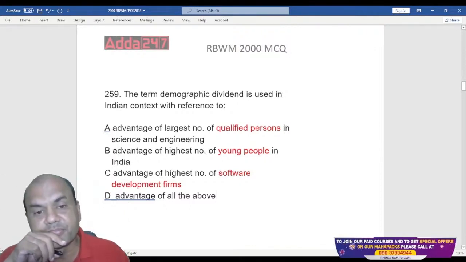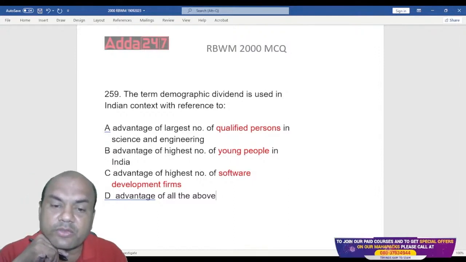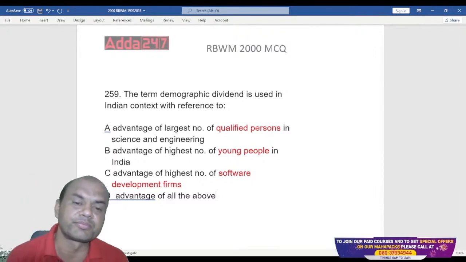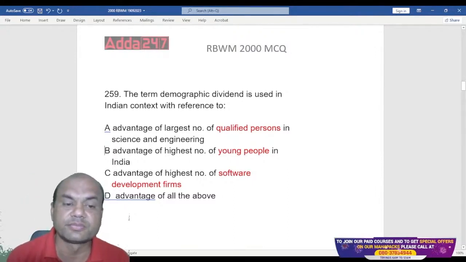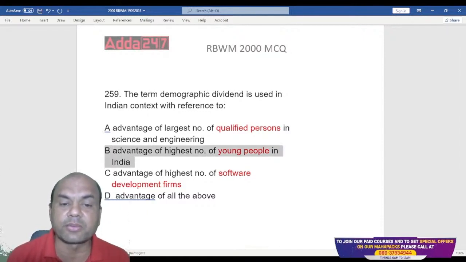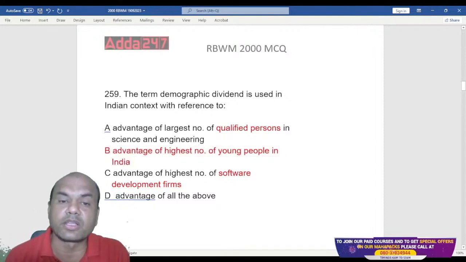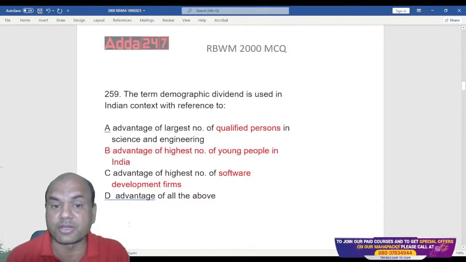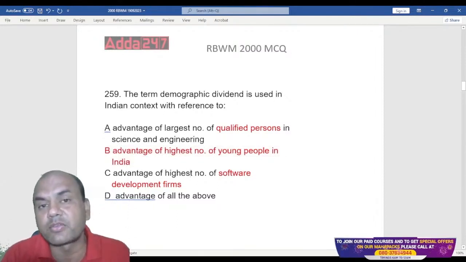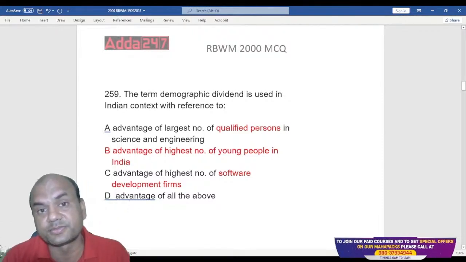Yeah? Type fast in the comment section. Qualified, young or software? It is B, highest number of young people. That is the right answer. Advantage of highest number of young people. That is the correct answer. Because India has a high demographic dividend of young persons.